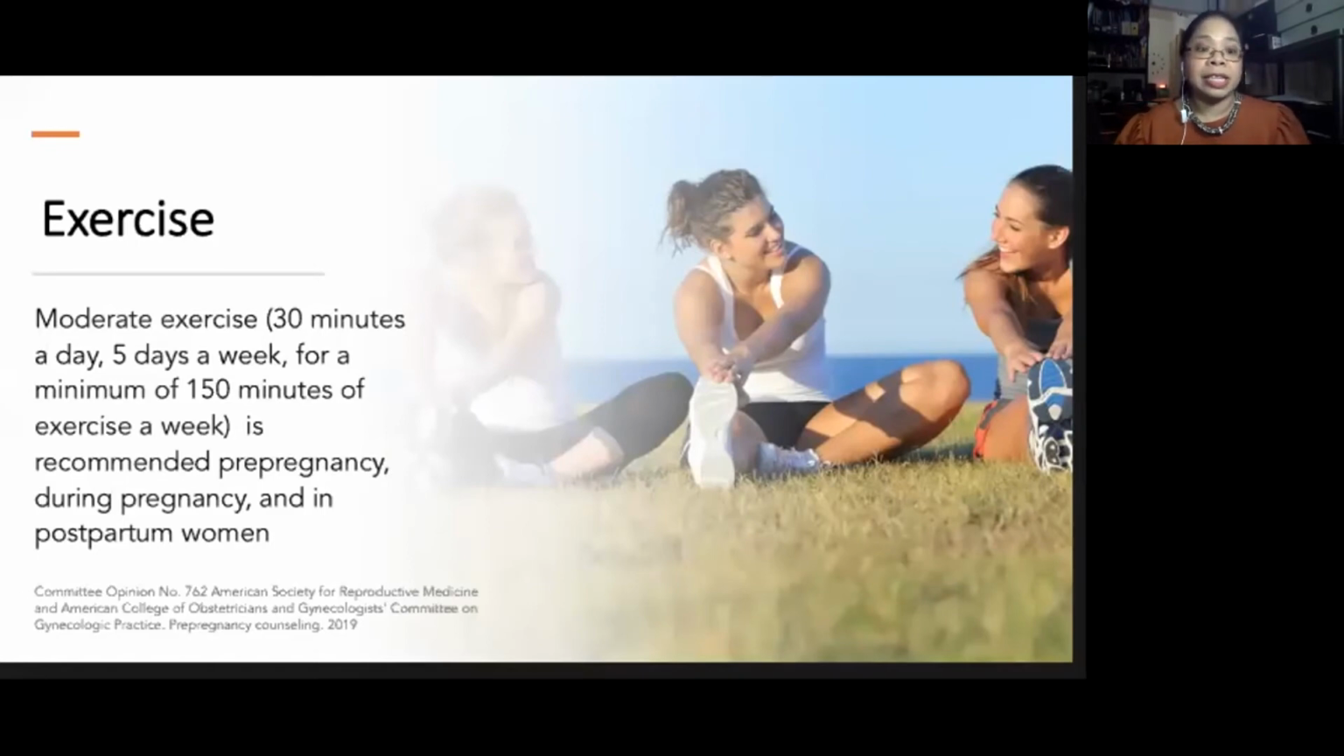Regular physical exercise improves cardiovascular health and reduces obesity and its associated medical comorbidities. Patients should exercise moderately, at least 30 minutes a day, 5 days a week, for a minimum of 150 minutes of moderate intensity exercise per week. These levels of moderate intensity exercise are recommended pre-pregnancy, even during pregnancy, and in postpartum women. Dietary modifications in concert with exercise produce greater weight loss than exercise alone.